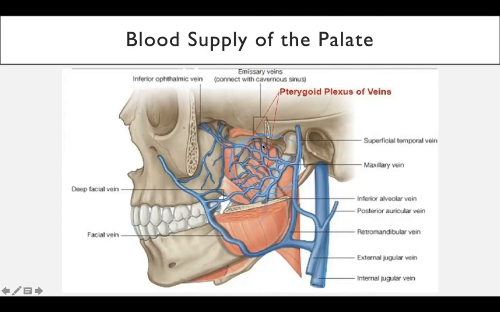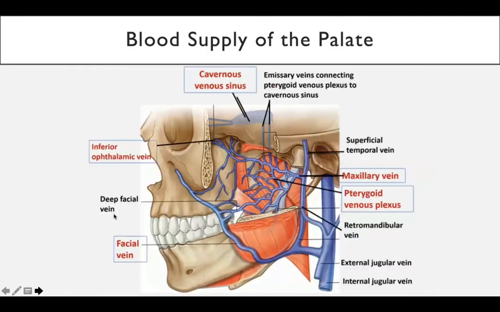And this plexus goes into the maxillary vein, same as the maxillary artery, and then into the external jugular. Pterygoid plexus, maxillary vein, external jugular. Easy to remember, no problem. I hope if we revise enough times, we can. So this is another view of the blood supply around the palate.